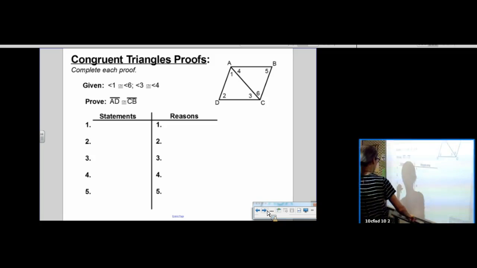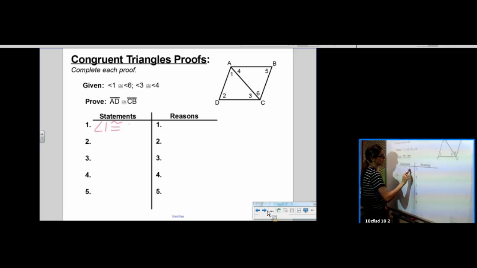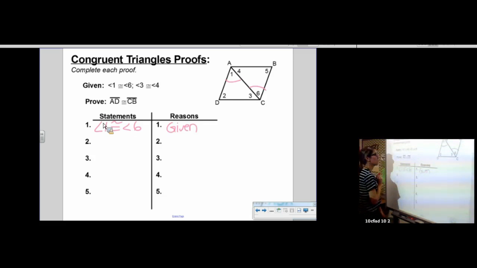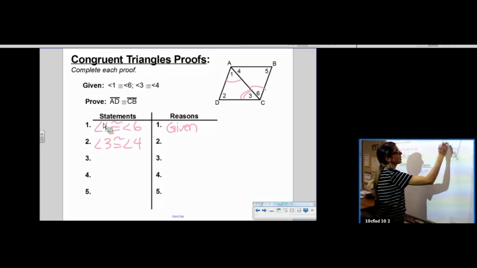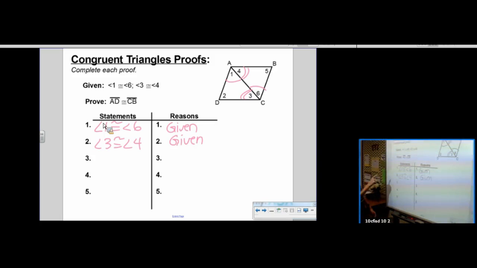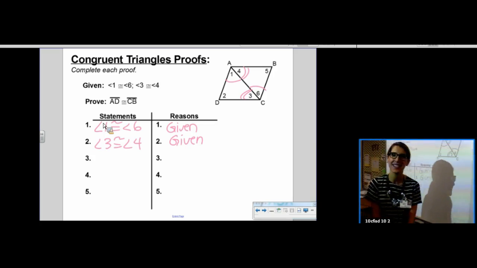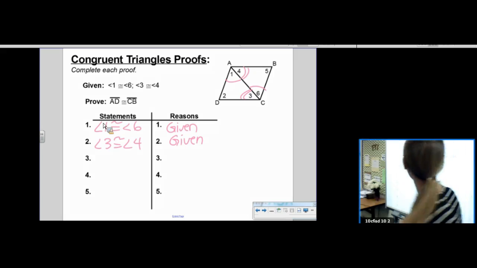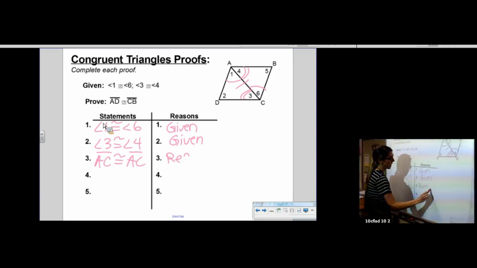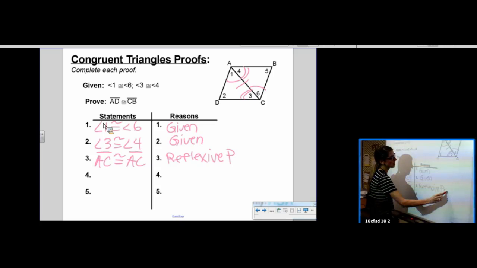All right. Given angle 1 is congruent to angle 6, so we can mark our picture and we can write given. Okay. Given angle 3 is congruent to angle 4, we can mark our picture and write given. Okay. Number 3. What do we need to say next? I've used up all my givens. There you go. Yep. So I would normally put a tick mark, so I need to say it. If I'm going to add a symbol, I better say it. AC is congruent to AC. Reflexive property.